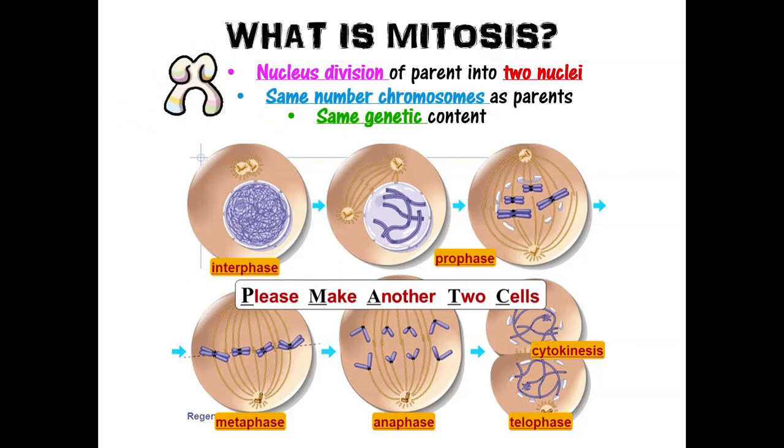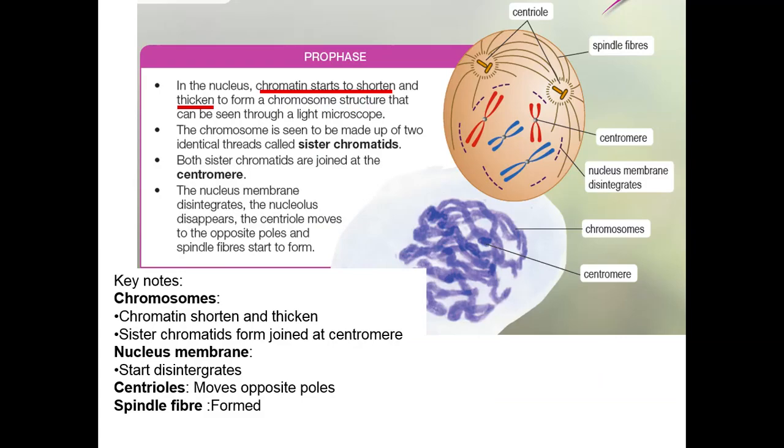Okay, now we continue and discuss what happens during the prophase. What happens to the chromosome? Regarding the diagram here, you can see the structure of chromosome is in the form of chromatin, and the chromatin will start to shorten and thicken to form the chromosome structure. During this time, the chromosome can be seen through the light microscope. Next, you can see that the sister chromatids will form here and join at the centromere. The centromere is here, the middle part of the chromosome.